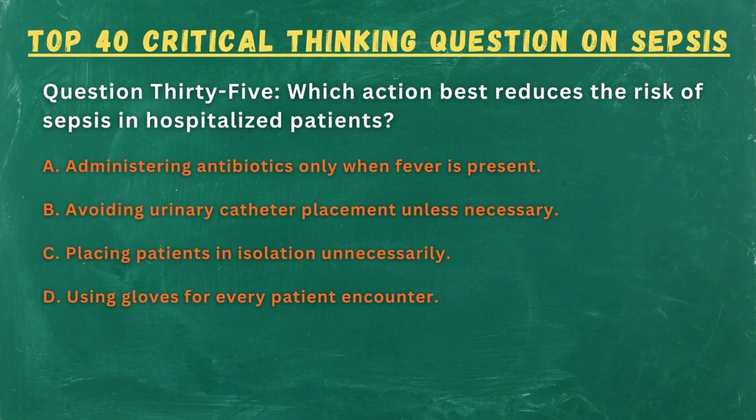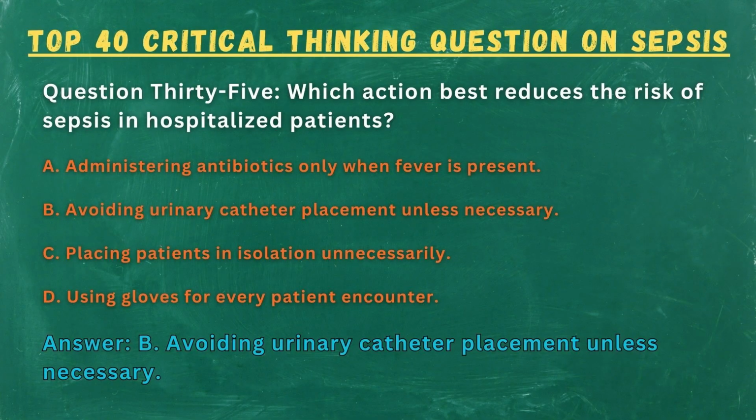Question 35. Which action best reduces the risk of sepsis in hospitalized patients? A. Administering antibiotics only when fever is present. B. Avoiding urinary catheter placement unless necessary. C. Placing patients in isolation unnecessarily. D. Using gloves for every patient encounter. Answer: B. Avoiding urinary catheter placement unless necessary.